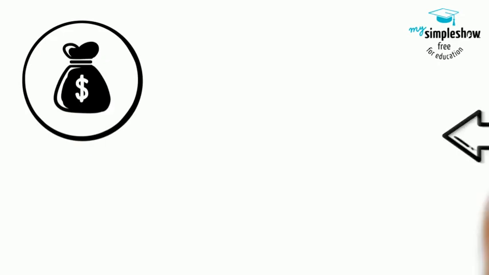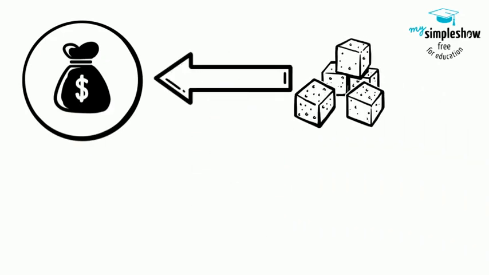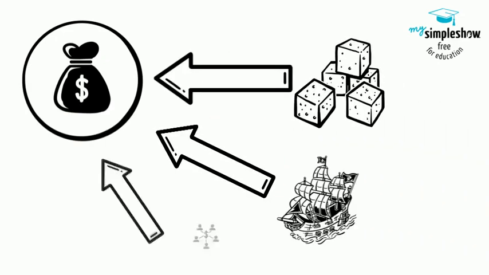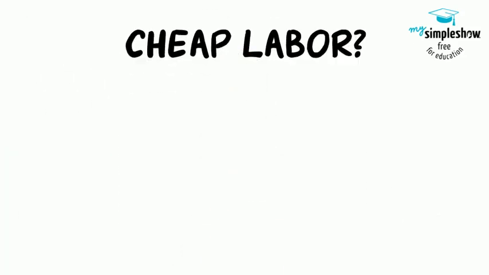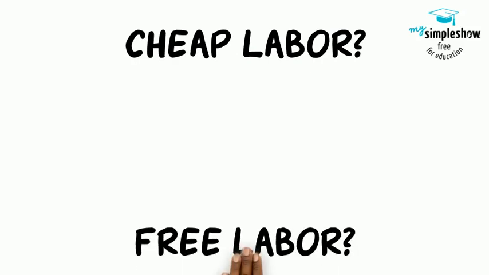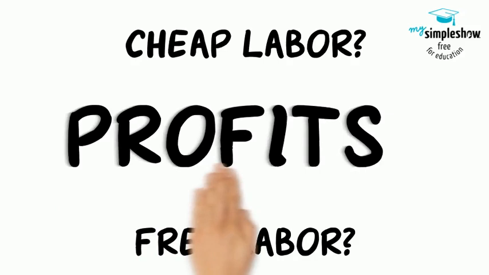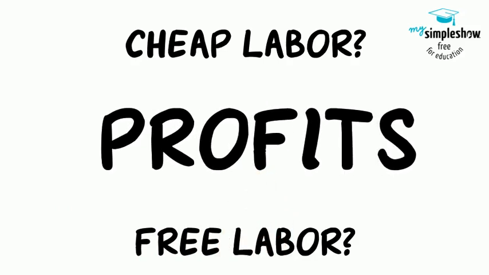Merchants began to grow wealthy from the ownership of valuable natural resources, as did shipbuilders and investors. However, they lacked a labor force needed to gather those resources, at least a labor force that would accept little to no pay for the work so that the merchants could keep more and more profits.